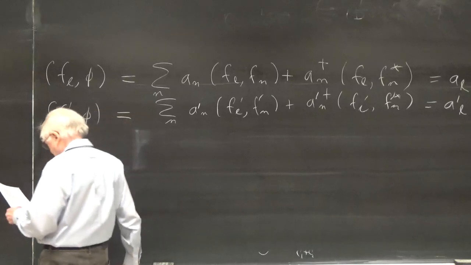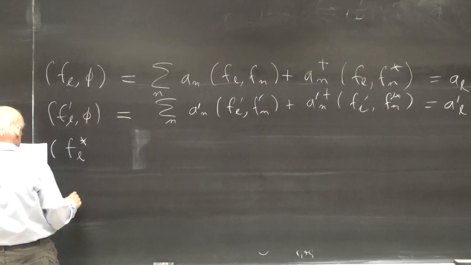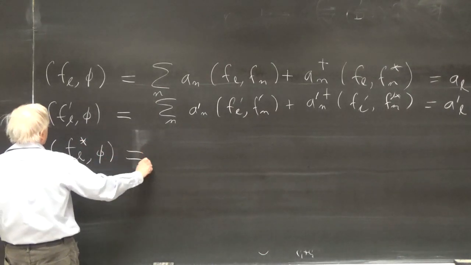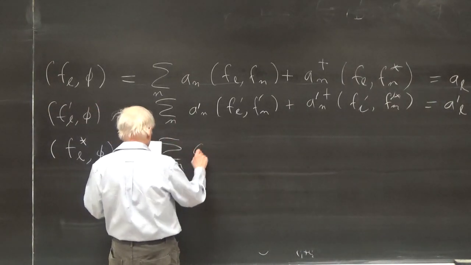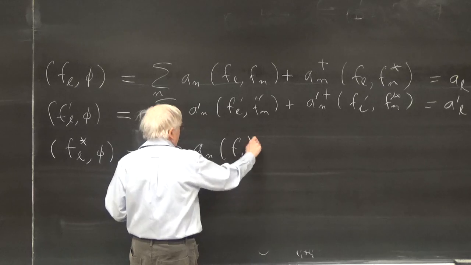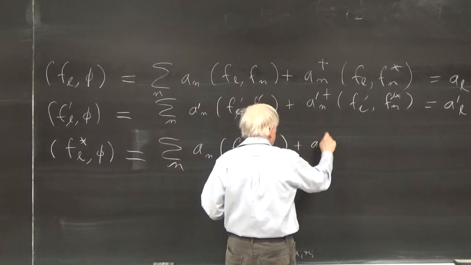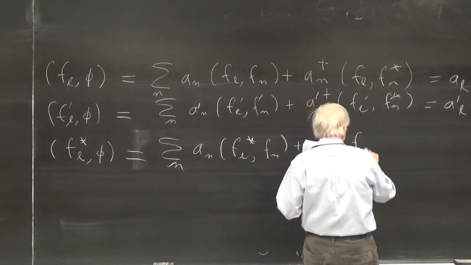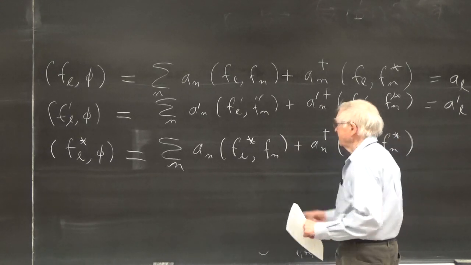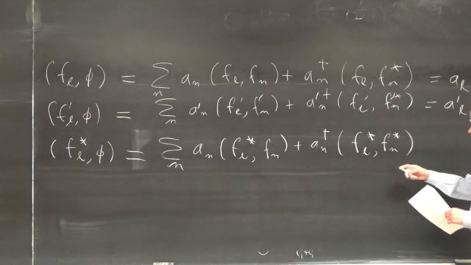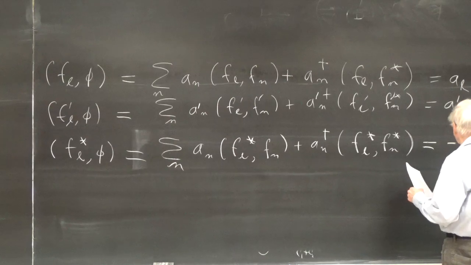And for the corresponding case for creation operators, we would use FL star. This will give us a sum on n, A_n (FL star, Fn) plus A_n dagger (FL star, Fn star). This one vanishes. This one gives us a minus sign. So this is minus AL dagger.